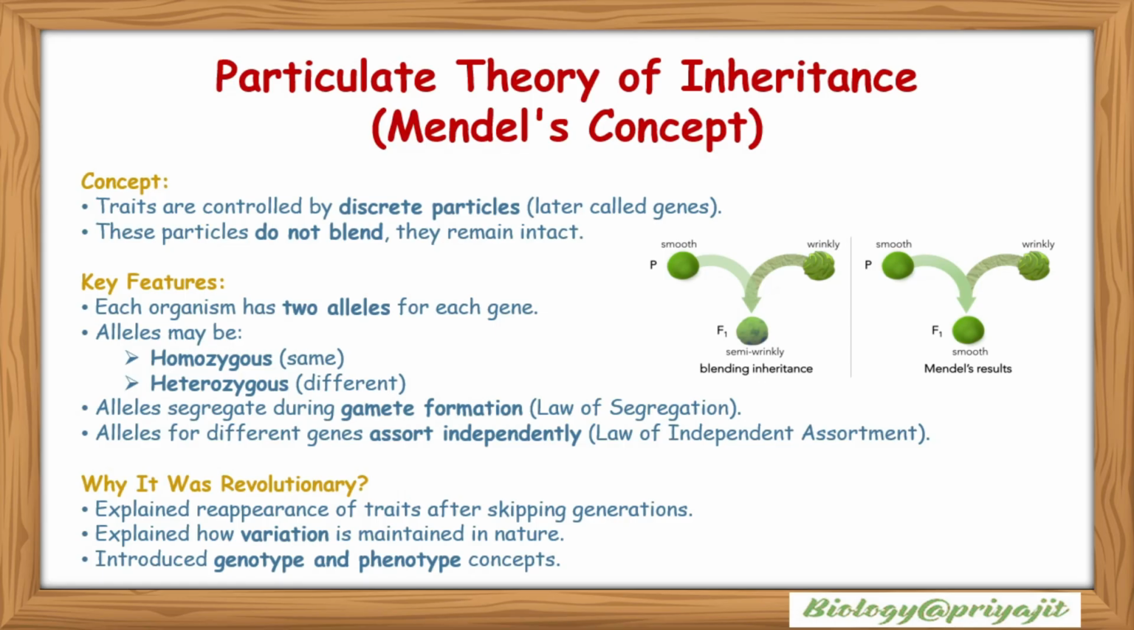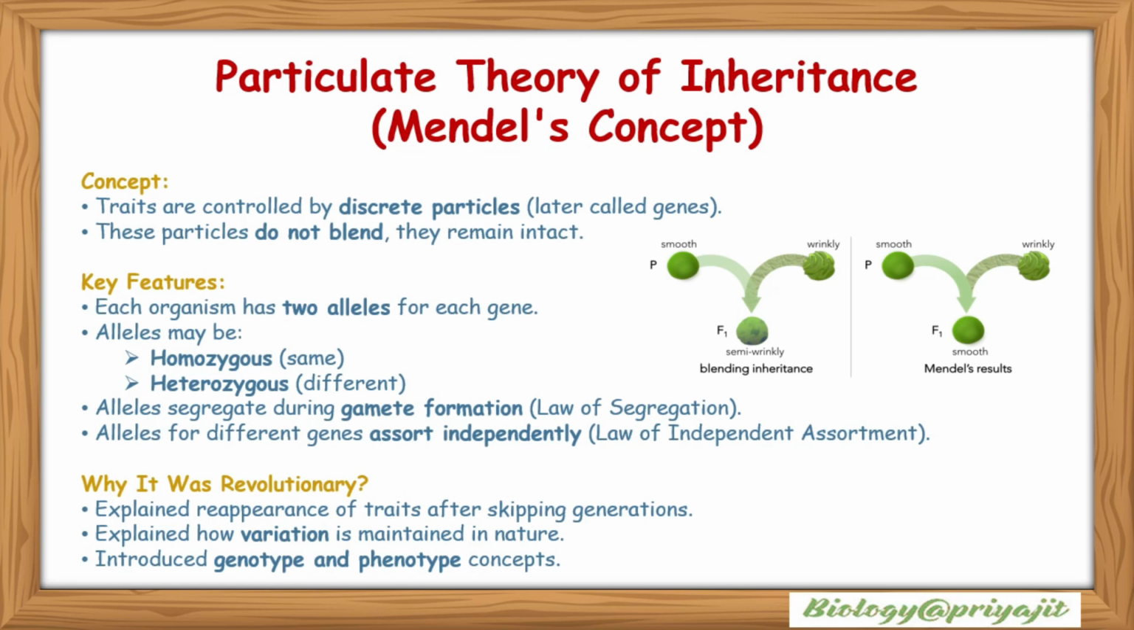Key features: each organism has 2 alleles for each gene. Alleles may be homozygous, the same, or heterozygous, different. Alleles segregate during gamete formation, which is the law of segregation. Alleles for different genes assort independently, which is the law of independent assortment.